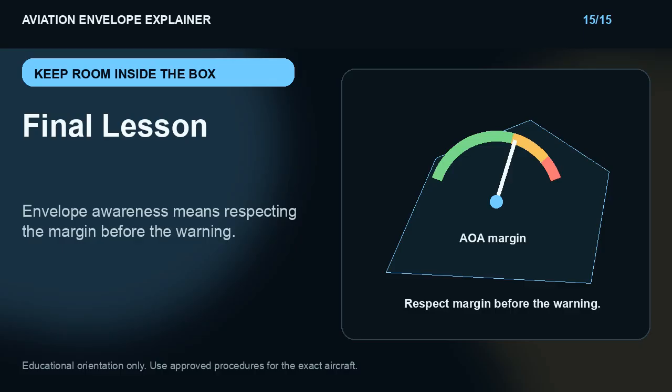The final lesson is that envelope awareness is not just for test pilots or engineers. It is a cockpit survival skill. Airspeed, attitude, bank, load factor, configuration, altitude, and automation mode all tell part of the same story. The wing is always negotiating with the air. The stall margin is the distance left in that negotiation. Respect the margin and the airplane stays inside the box.